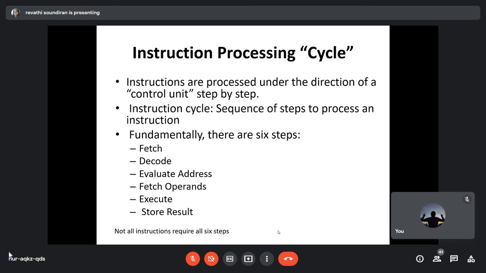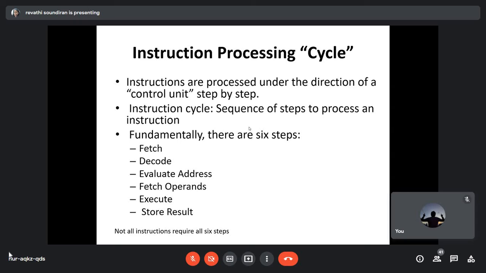So we are also seeing about the instruction processing cycle, and so we also have the instruction processing cycle. The instructions are being processed based on the direction from the control signals. We have two fundamental data and control paths. The instructions are being processed under the direction of the control unit.